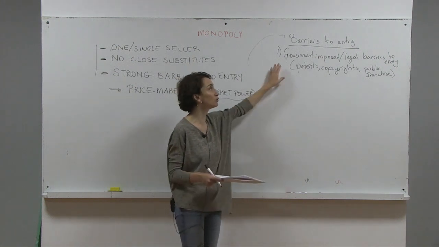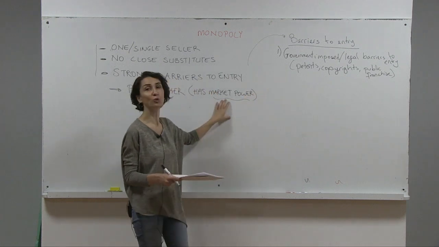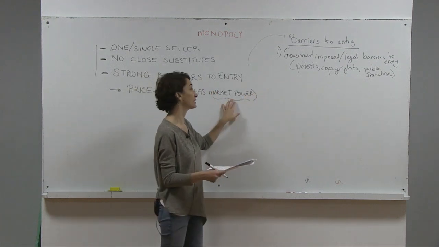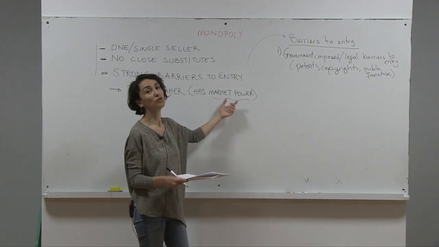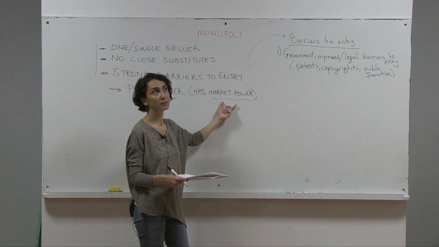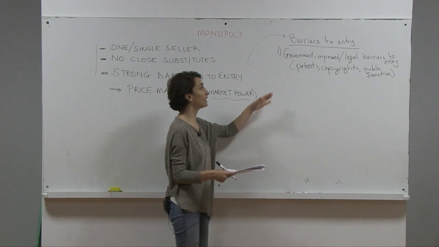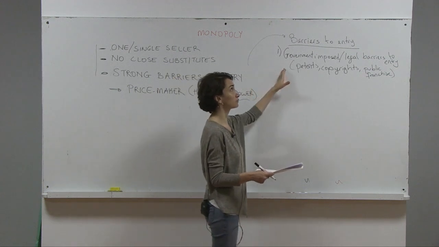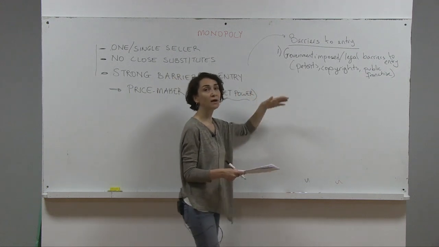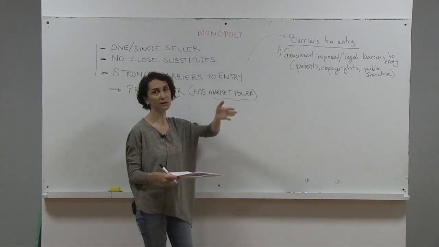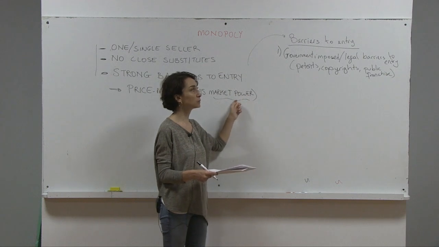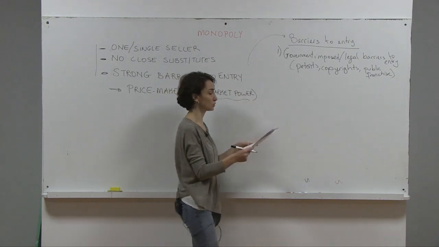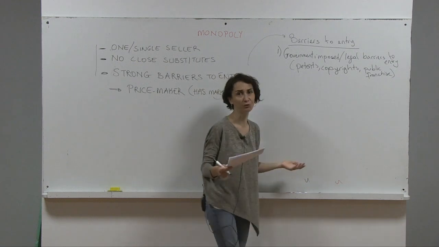Because once you are a monopoly, as we will see, you have market power, right? And sometimes this market power, we will see again, works in disfavor of consumers. So in most government created monopolies, government also introduces some regulations so that this market power will not harm the consumers. But sometimes they don't, right?